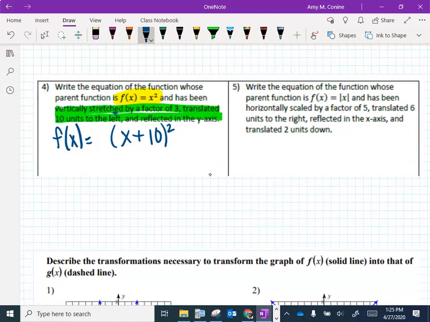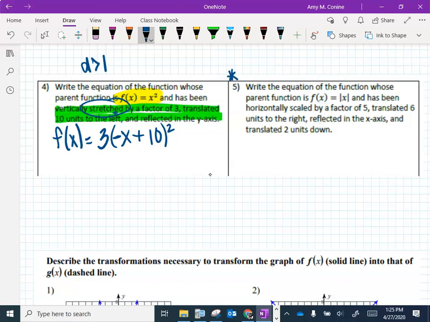Okay, we have a vertical stretch of a factor of 3 and a reflection over the y-axis. The reflection over the y-axis, if you remember, is inside, so we're going to put that negative with the x. And then a vertical stretch is when a is greater than 1, so we're going to put the 3 in front here. So your equation should look like that: 3 times parentheses negative x plus 10, the whole thing squared.